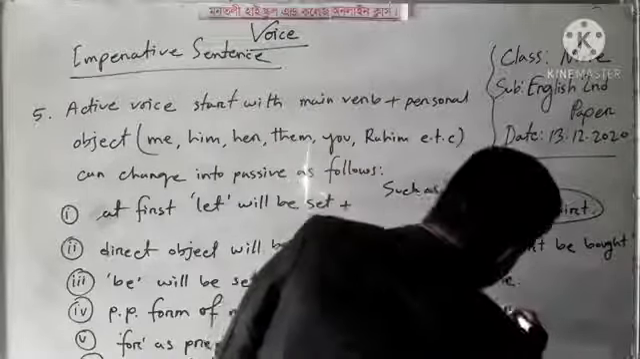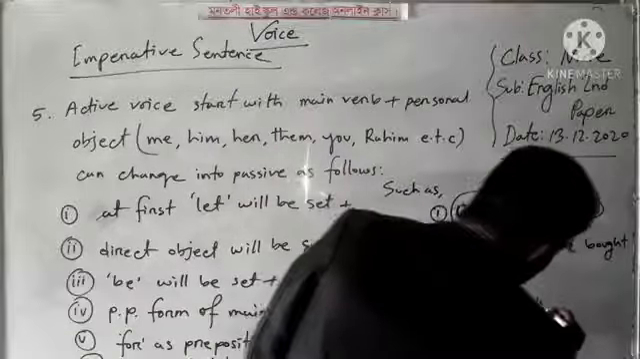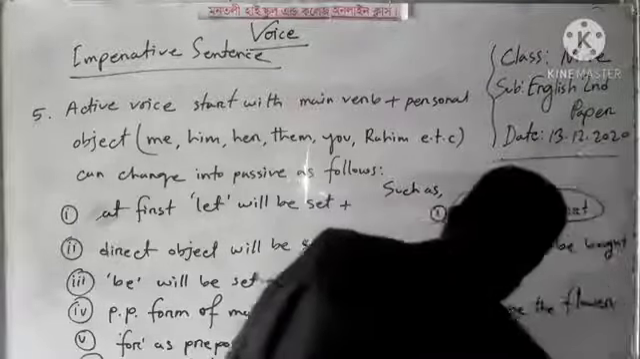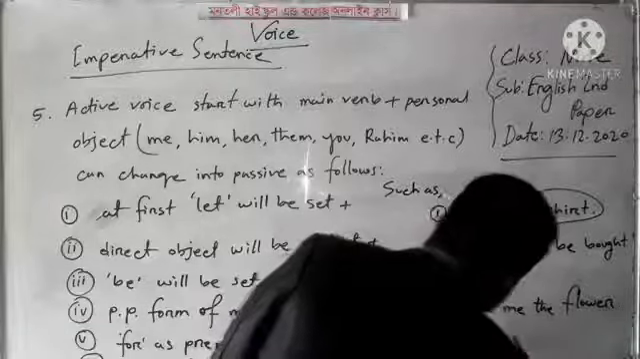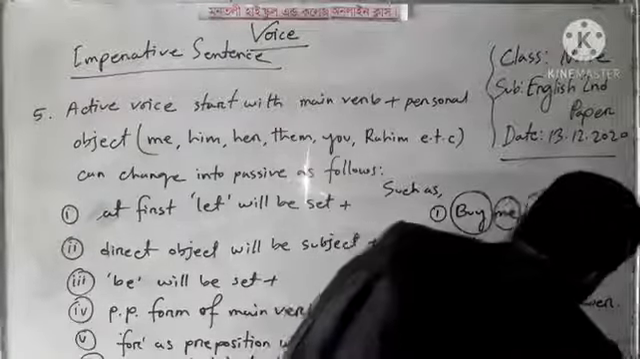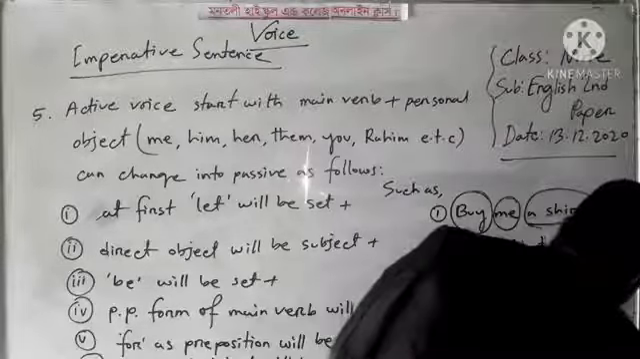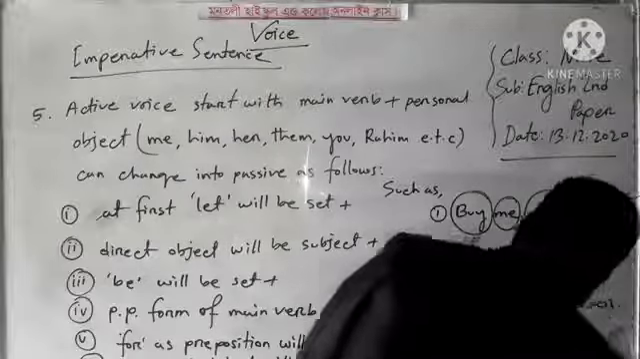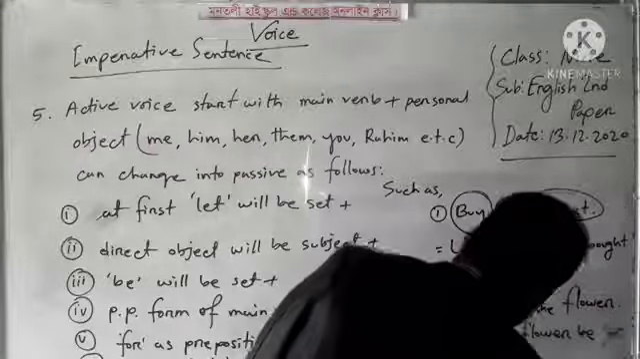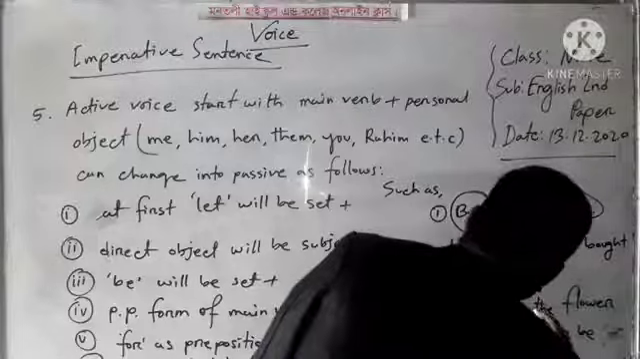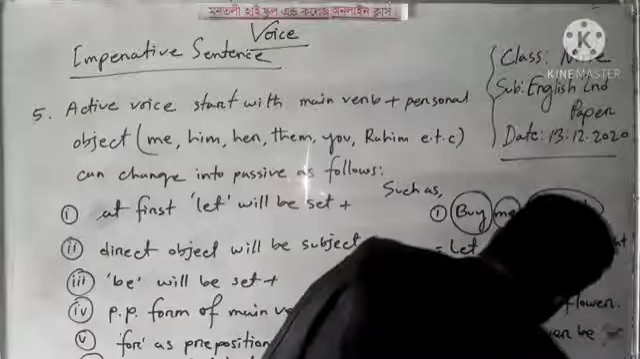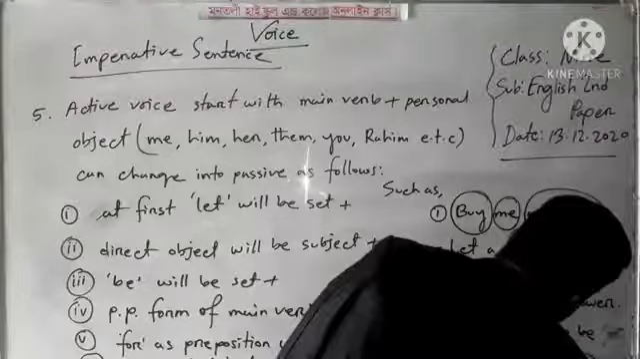Number 2, I can write here another example. Pluck me the flower. So let the flower be plucked. I can write here plucked. So let the flower be plucked for me.